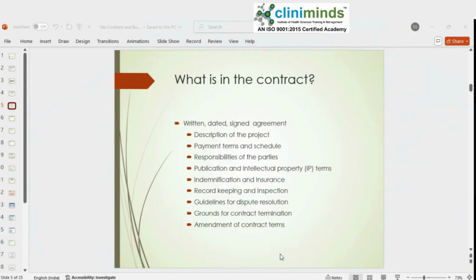So in this contract, there is the description of the project. Description of the project is the description of the study: what type of study it is, and how long this study will be conducted, for example 3 years. In 3 years, what all procedures will be performed, and what all activities will be performed at particular time points, how many examinations will be conducted by the investigator team, and how many patients will be participating.